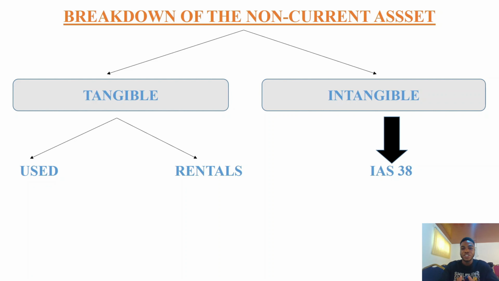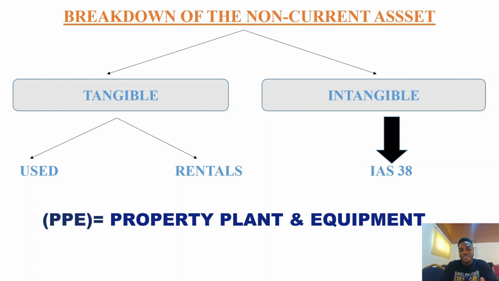This tangible asset could be used by the business in generating income, or in the day-to-day activities of the business. We also have another purpose, where you give out that particular tangible non-current asset for rental, so that you earn rental income. If you have a business and you use the asset in generating revenue or in the day-to-day running of the business, then we call it PPE, property, plant, and equipment.